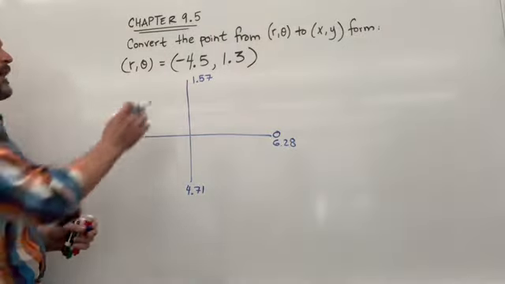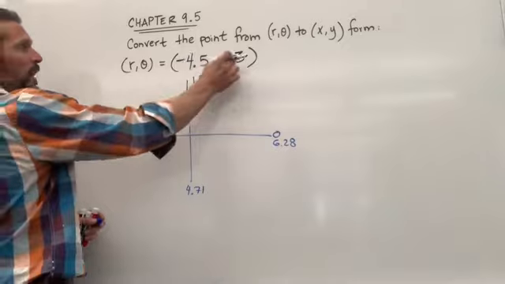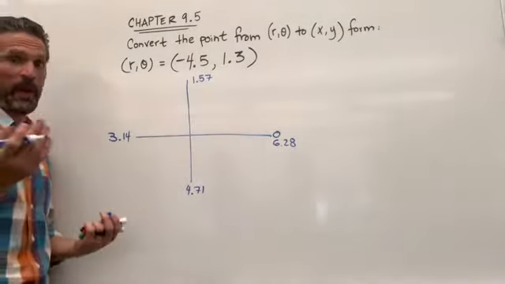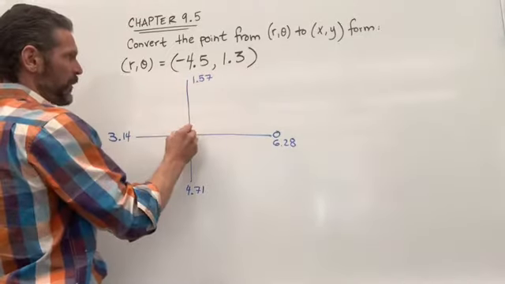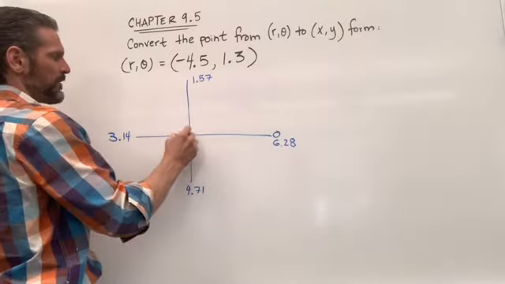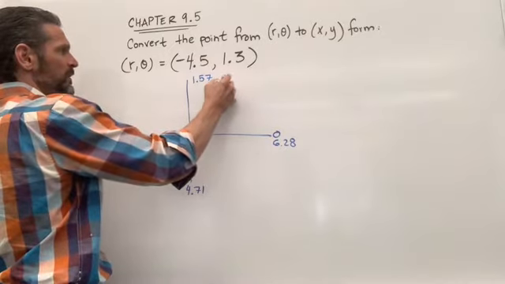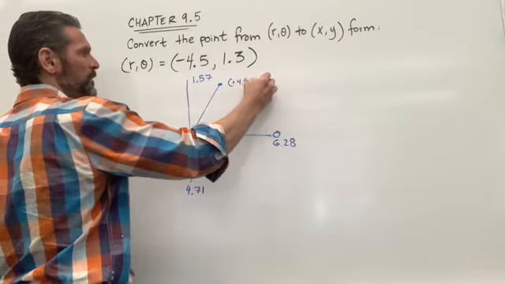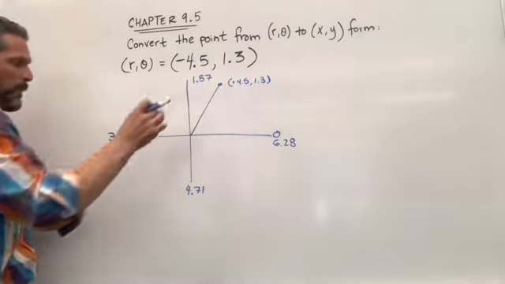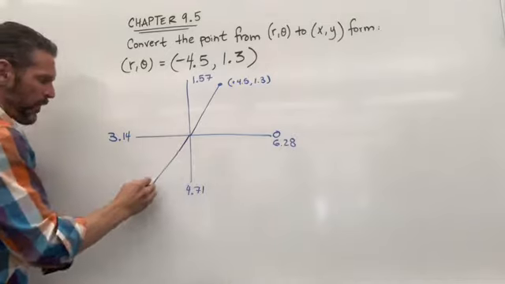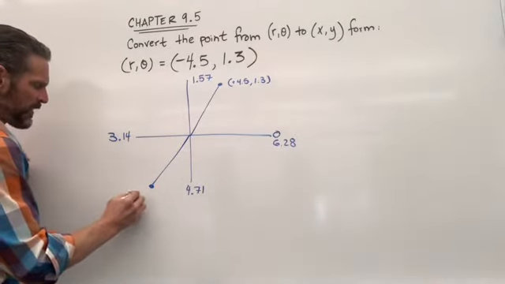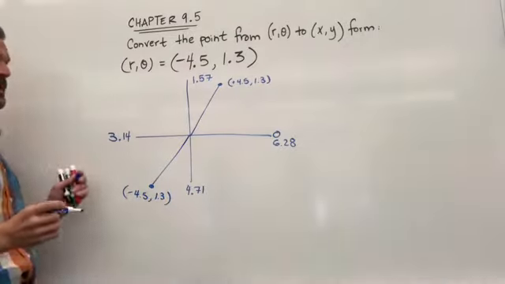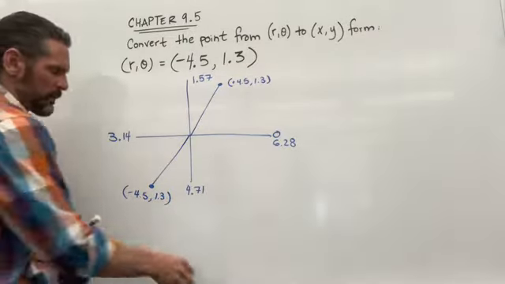So if I'm going to graph this r, theta, 4.5 with an angle of 1.3 radians, it doesn't say degrees, so I have to know that must be radians. So I am going to be somewhere between 0 and 1.57. Let's call it right there. So here is our point, positive 4.5, comma 1.3. So if I reflect that over the pole, here is my point, negative 4.5, comma 1.3. Notice that's going to be in quadrant 3.